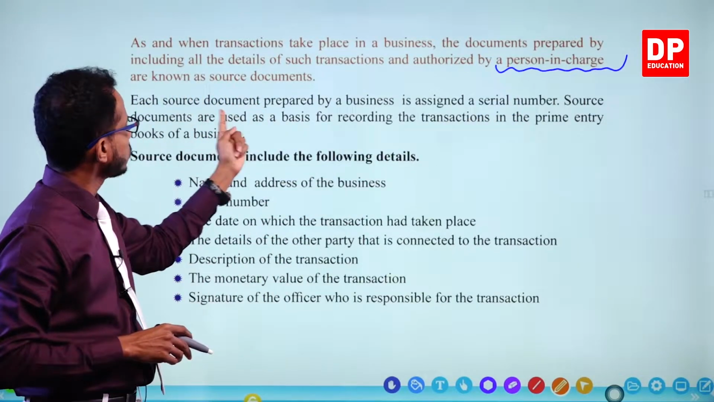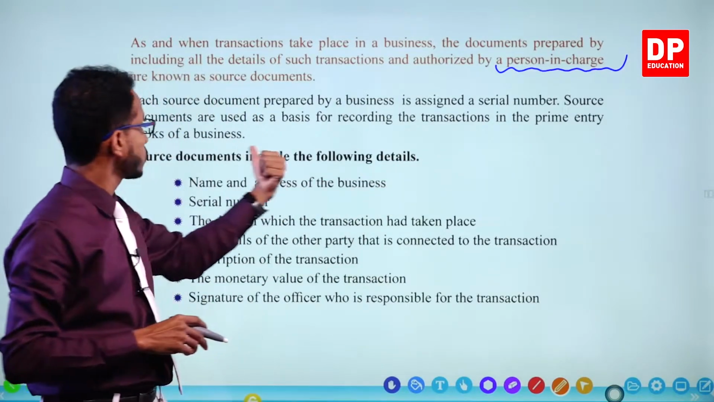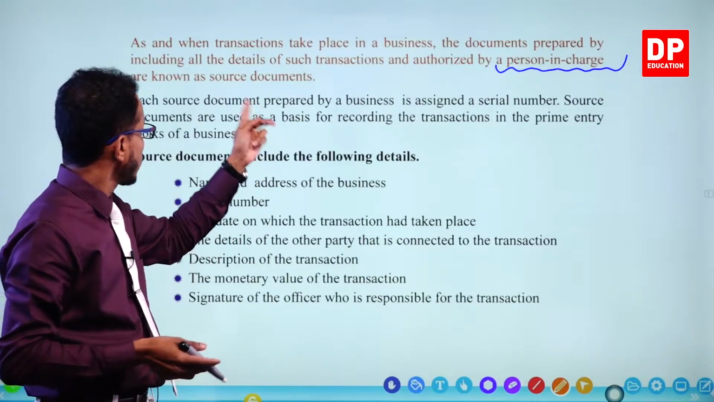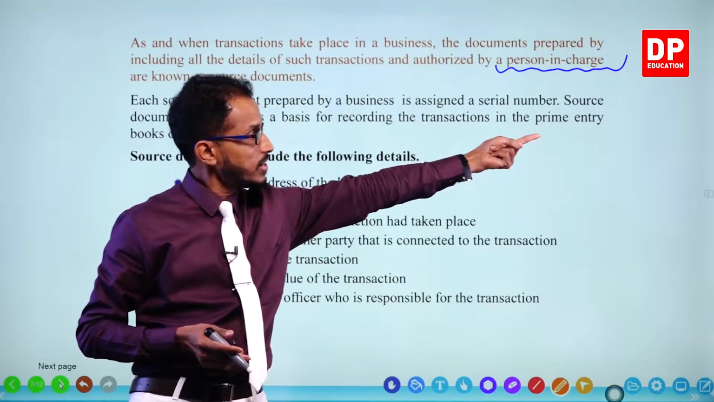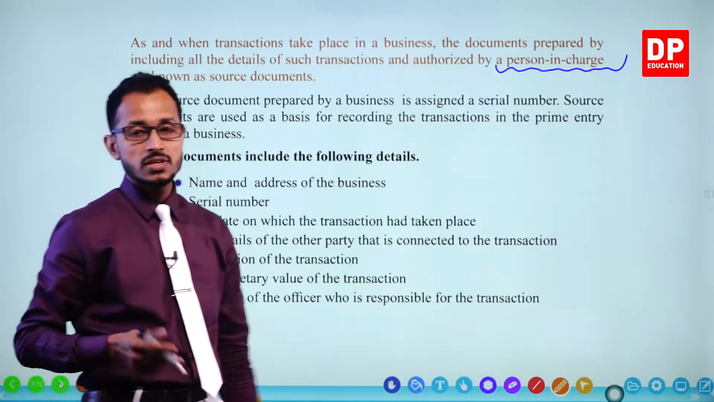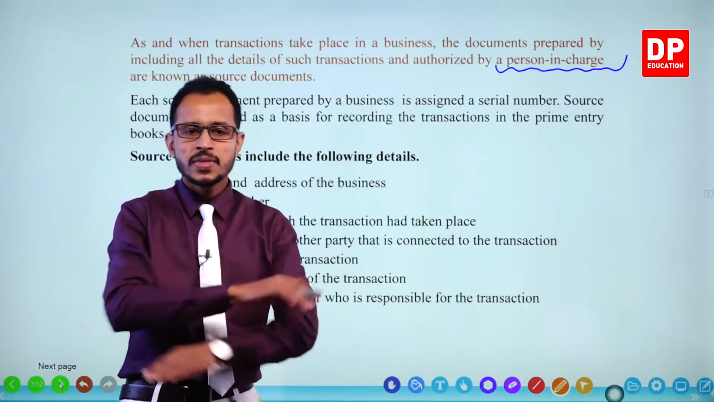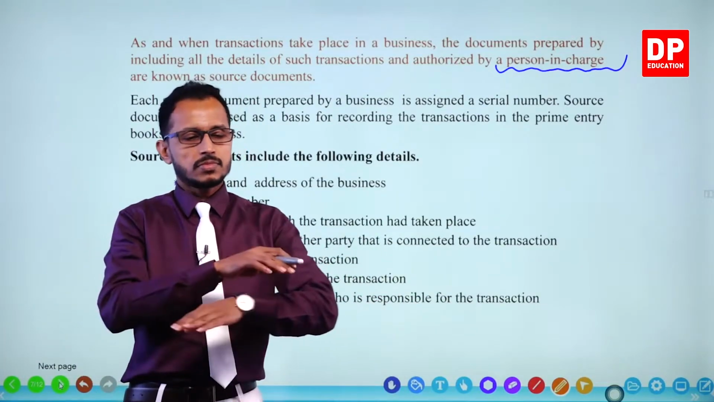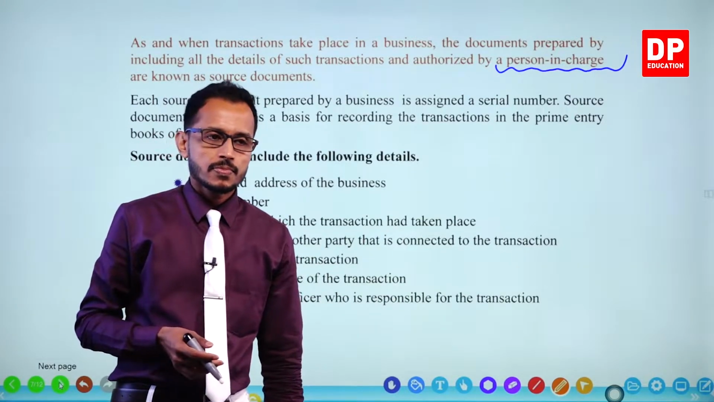Source documents are used as a basis for recording the transactions in the prime entry books. Didn't I tell you this earlier? Source documents are used to record transactions in the prime entry books of the business. Later in the day, in the evening, after having a tea, the shop is closed, right? The business is closed down for the day.